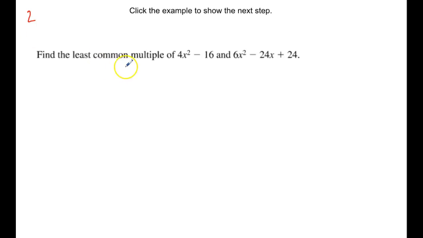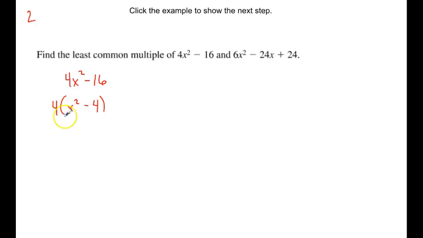So this is something similar to what we're going to be doing with our rational expressions. So the first thing we want to do is find our common multiples, and our least common multiple will help us to find the most common denominator, the easiest denominator. So the first thing I want to do is factor out everything that I can. So I see I have 4x squared minus 16. The first thing I notice is I can factor out a 4 from both terms. So I end up with x squared minus 4.